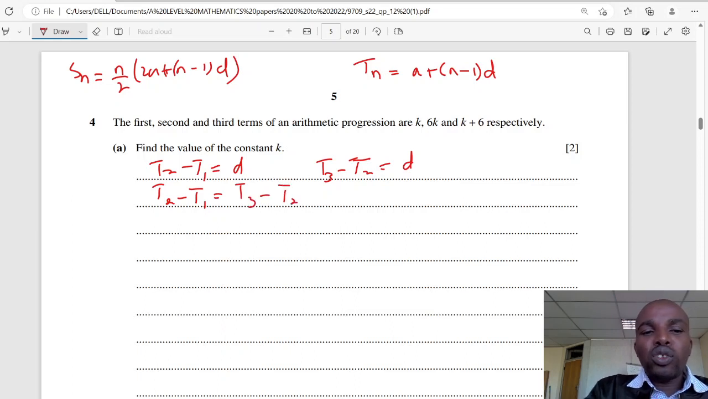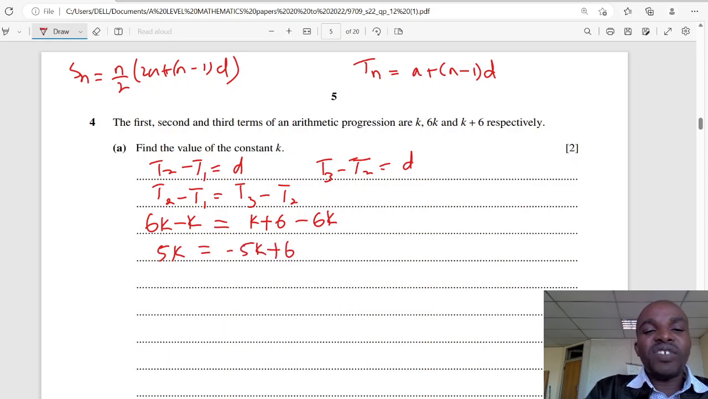So it will be because term 2 is 6k minus term 1, which is k, is equal to term 3, which is k plus 6, minus term 2, which is 6k. Then you form an equation to find the value of the constant k. This side you get 5k here is equal to this side you get minus 5k plus 6.